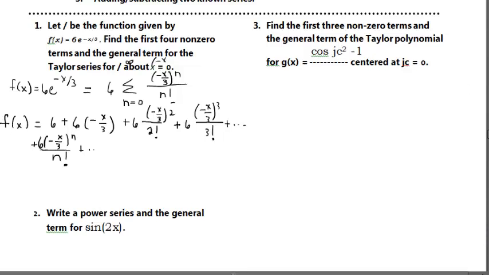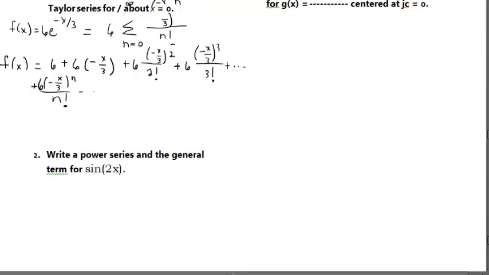Looks like in example 2, we're going to manipulate the sine x parent series. Write a Maclaurin series and the general term for sine of 2x. So just look up above, find the sine x parent series. Everywhere you see x, replace it with 2x. So f of x is equal to sine of 2x. On this one, I'm just going to get started with the terms. The first term of the parent series is x, so I'm going to replace that with 2x, and that's how we're going to start.